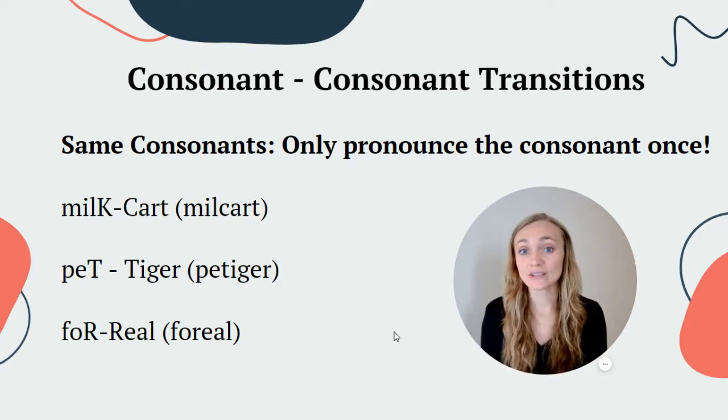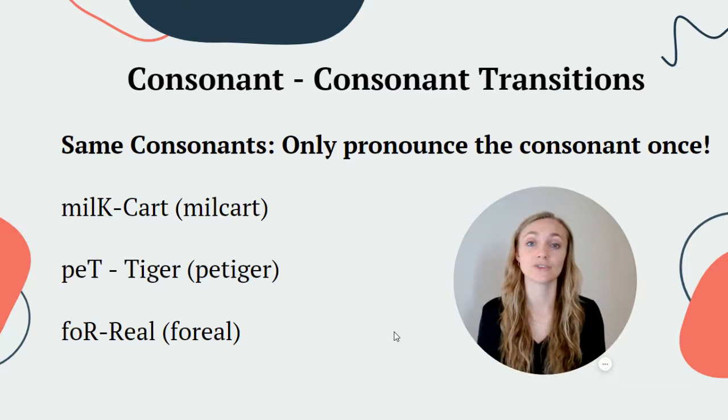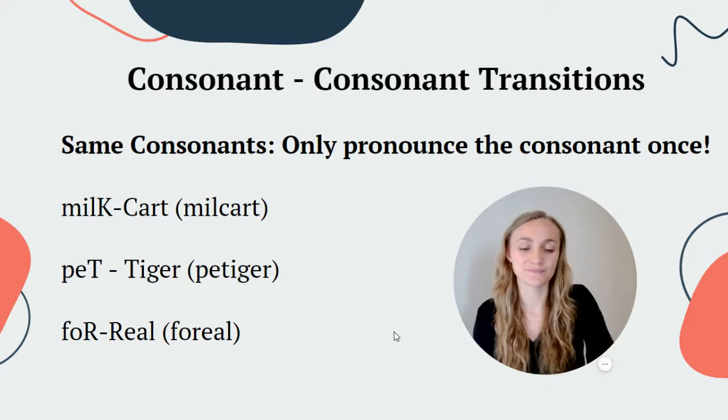Pet tiger sounds like pet tiger, pet tiger. For real sounds like for real. Are you for real? So we just hold out that consonant sound just once. We don't have to say it twice, which makes it easier for pronunciation.